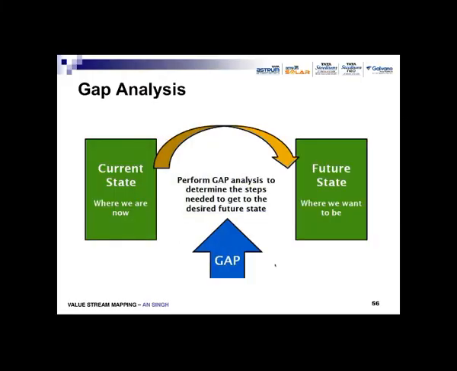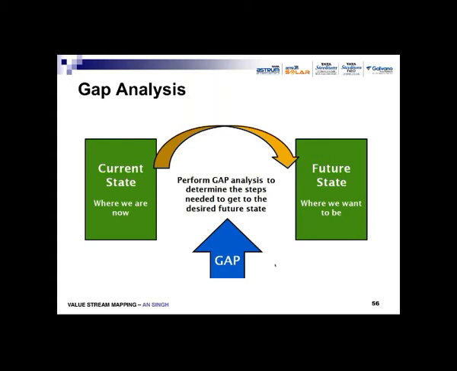The purpose of the analysis is the gap: the current state where we are now and the future state where we want to be. Our processes are in a chaotic manner and need to be improved. What will be the visual picture of the improved process? That is the future state map. So here it is a gap analysis to determine the steps needed to get to the desired future state. This is the very first and most important activity for any organization.